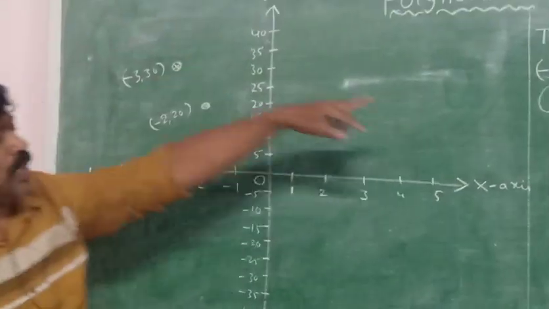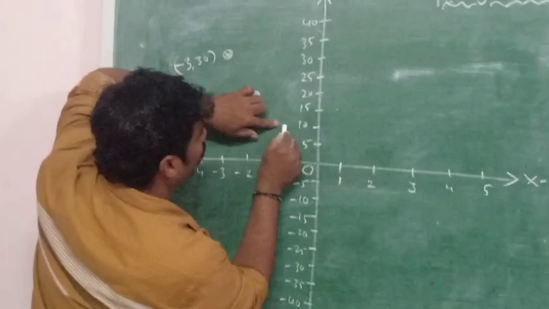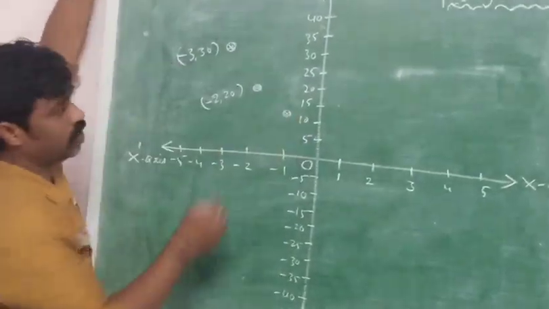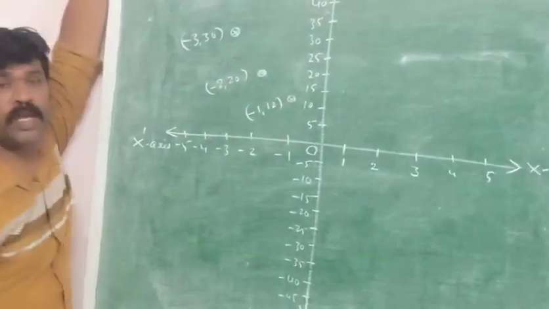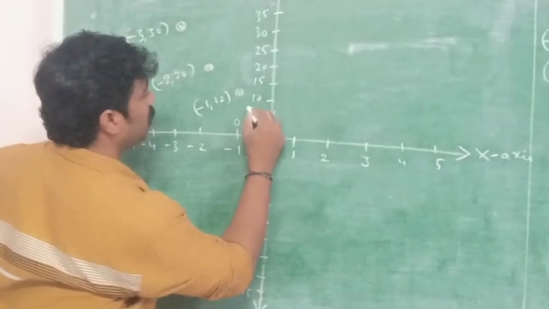Then again minus 1, 12. Minus 1 and 12. 12 is more than 10, so approximately I am taking it here. So its value is minus 1, 12. Then after that, 0, 6. 0 and 6. I am taking approximately here. So its value is 0, 6.